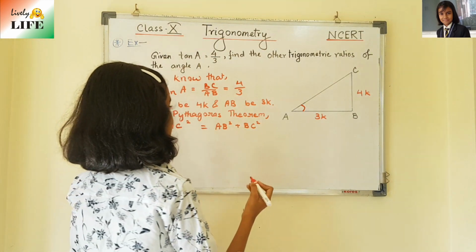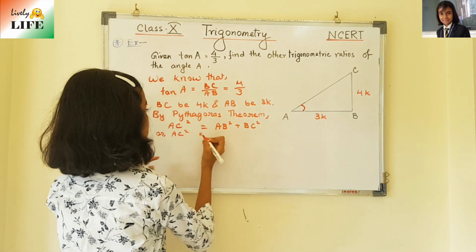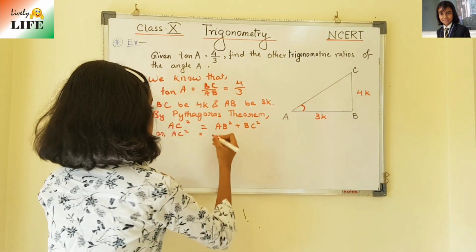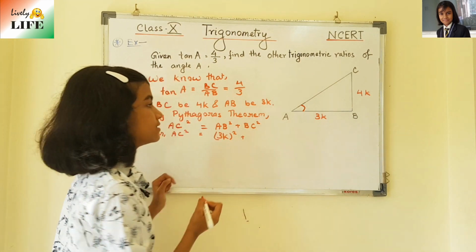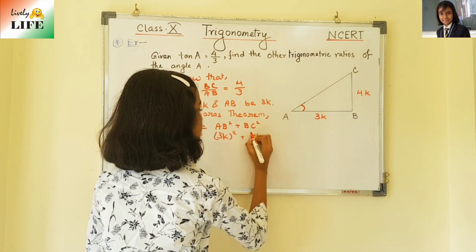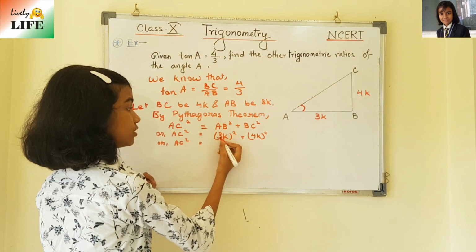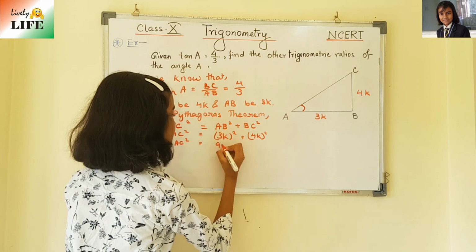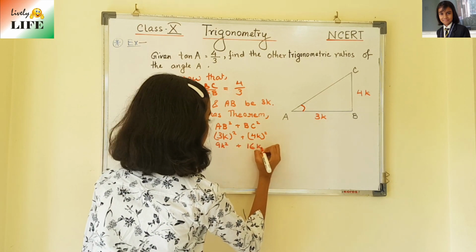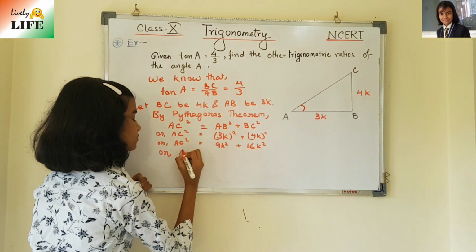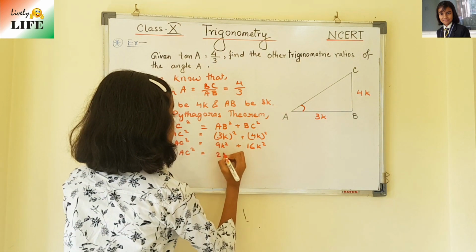Right? So what is AC square? AB square, what is AB? 3K. So 3K square plus BC, 4K square. Or AC square is equal to, what is it? 3 square is 9, K square, plus 4 square is 16 K square. Or AC square is equal to, what is 16 plus 9? 25. 25 K square.